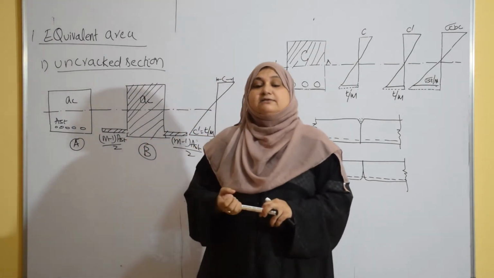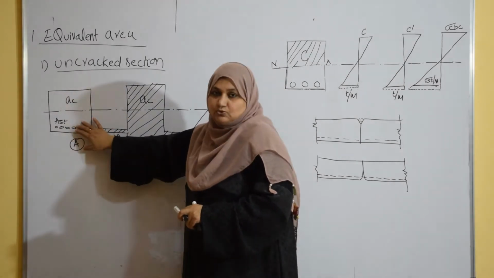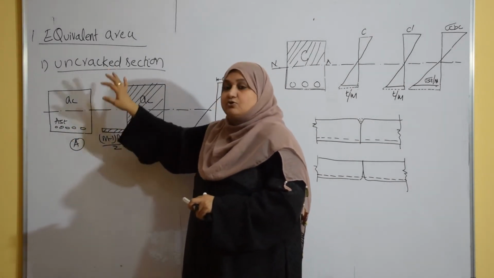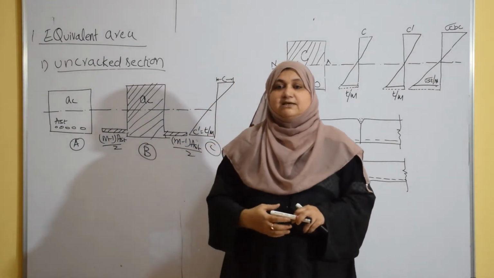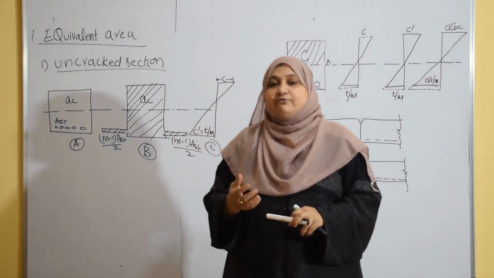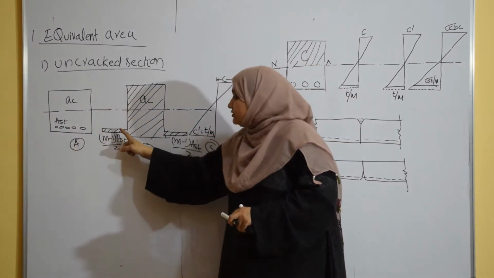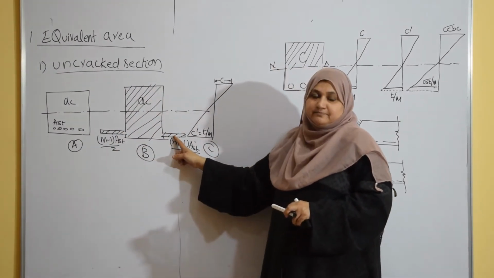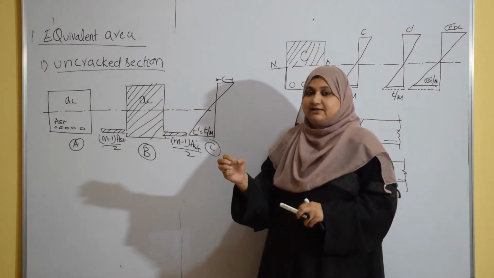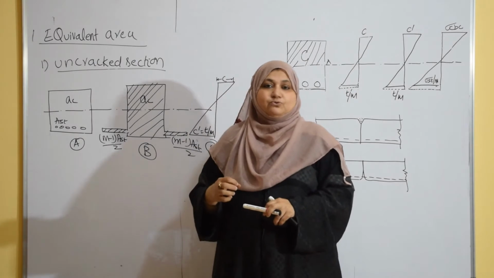That is, when the tensile stresses are less than the permissible stresses, in the tension zone, not in the compression zone. So this is an uncracked section. You know, RCC is a composite material. It has got steel as well as concrete. So what we are going to do is convert this steel area into equivalent area of concrete, meaning we are replacing steel. It is just on paper we are going to do, not practically.